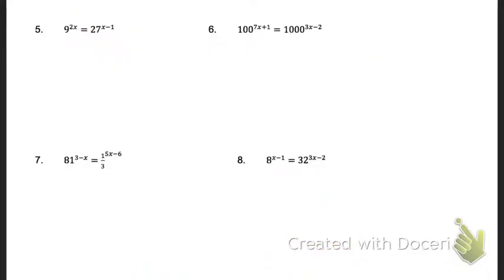Let's look at number 5. Looking at 9 and 27, what base do they have in common? 3. You could not go from 27 to 9 without making it a fraction, like a 2/3 or something like that. So sometimes I take both of them and I lower them both to the smallest base. They both have a 3 in common, so I'm going to rewrite this as 3 squared and 3 cubed.